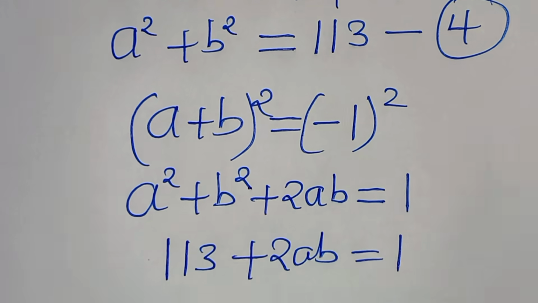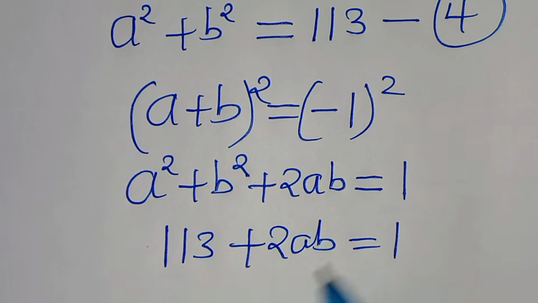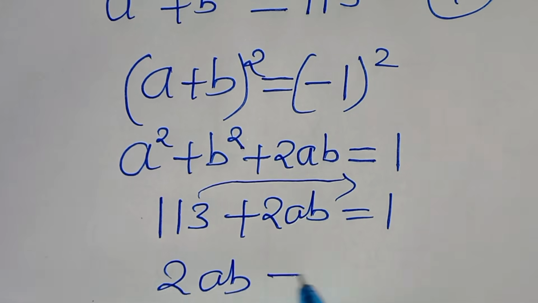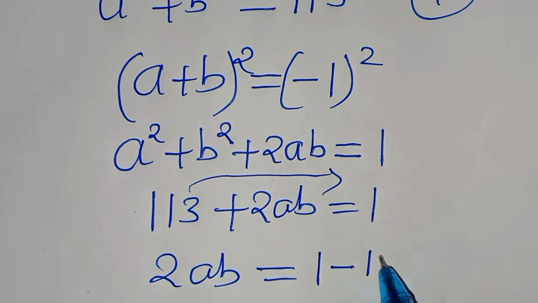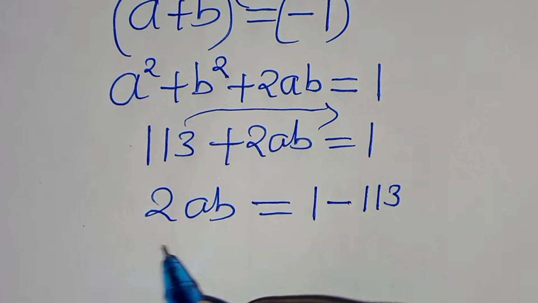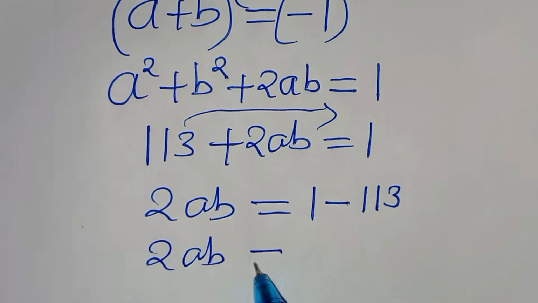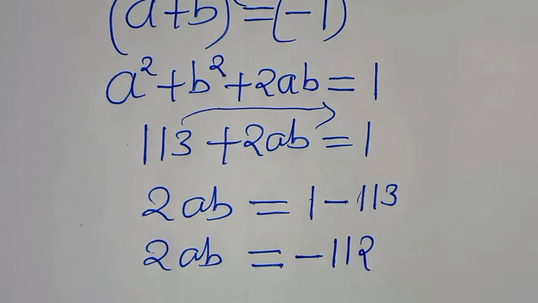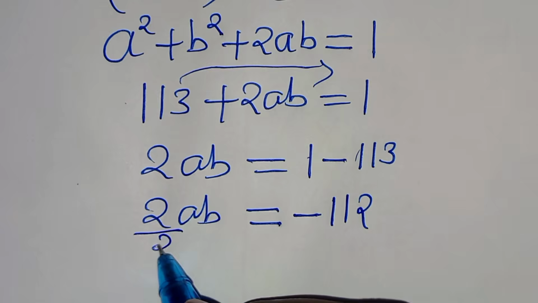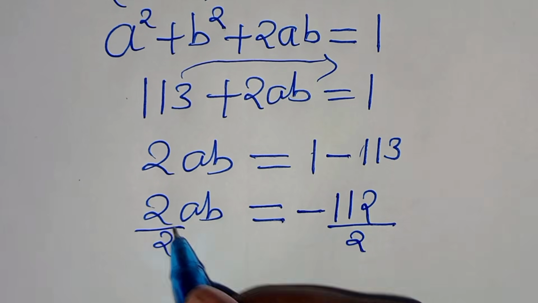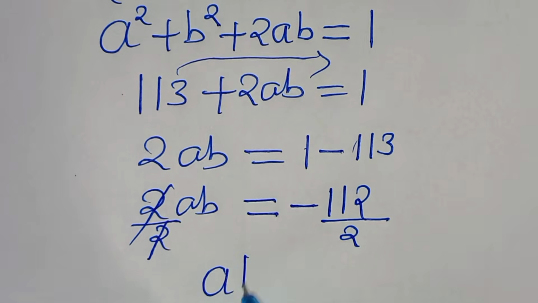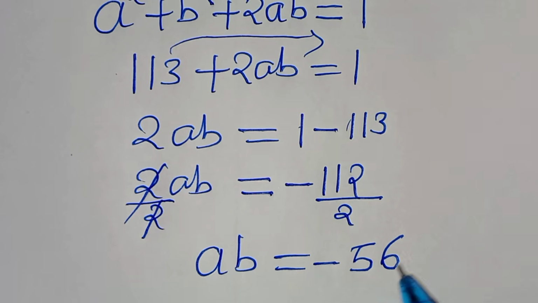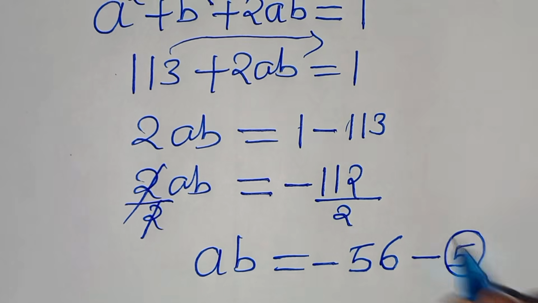This is equal to 1. To solve for ab, let's take 113 to the right hand side so that we have 2ab equal to 1 minus 113. This is minus 112. So let's divide both sides by 2. And this means that ab is equal to minus 56. Let's call this equation 5.